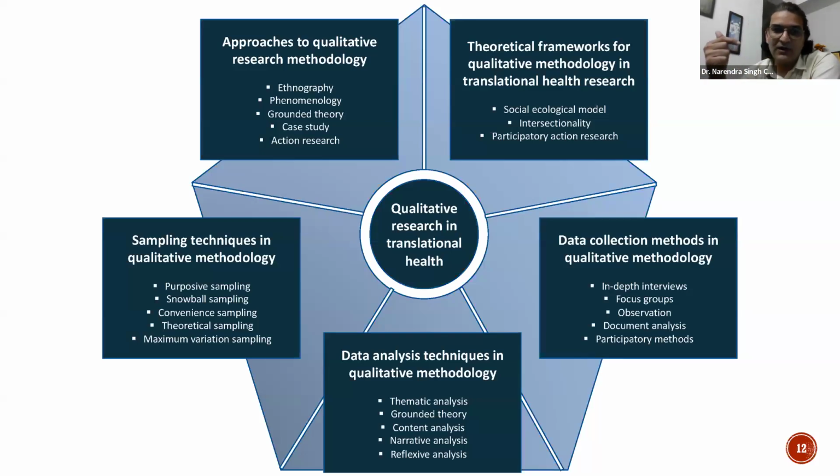So when I talk about qualitative research, definitely it's a very prominent technique. But for that, I have to be an expert. I have to do it very, very carefully. So let me just move ahead and then I'll take your queries.